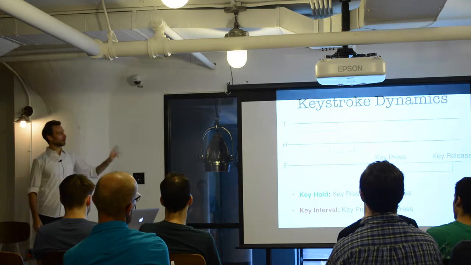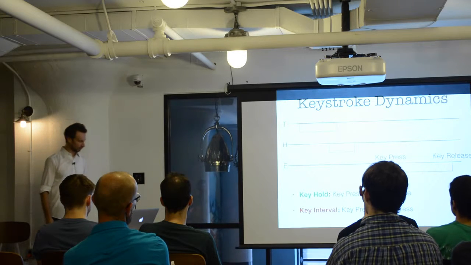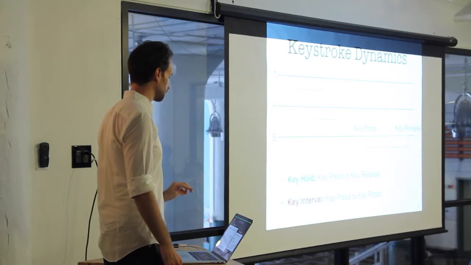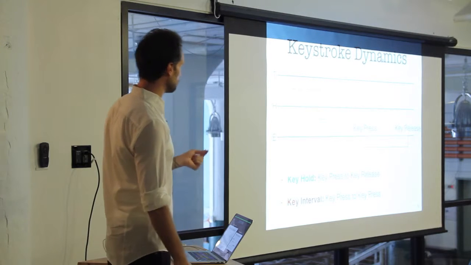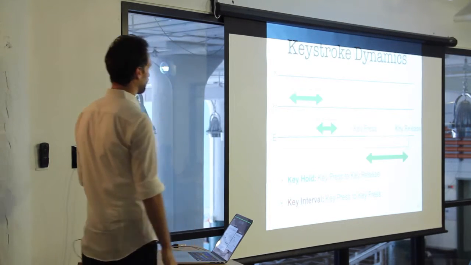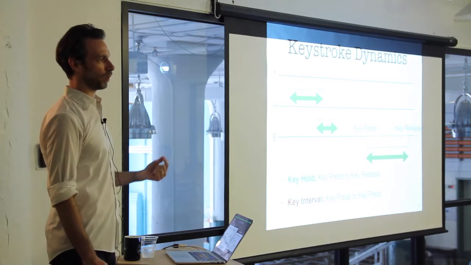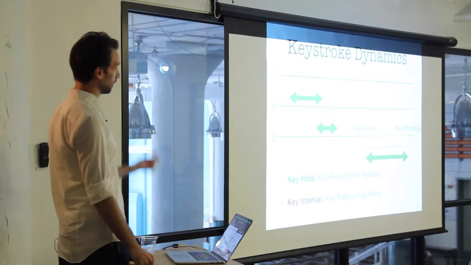So the 2 measures that folks look at most consistently, and have been shown to be useful for 30 or 40 years, are a measure of key hold and a measure of key interval. A key hold is key press to key release. How long do you hold down the T button when you type a T? How long do you hold down an H button, et cetera?